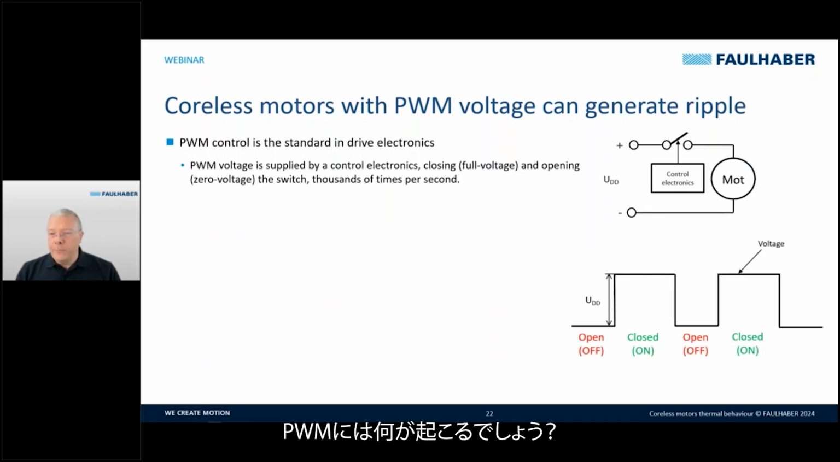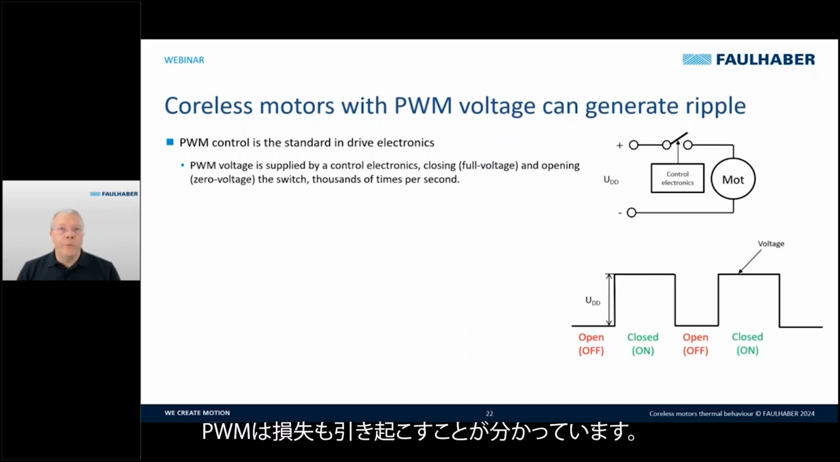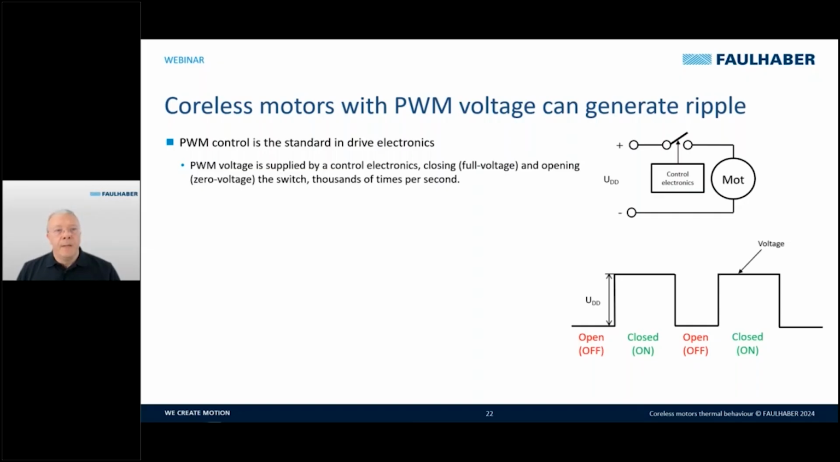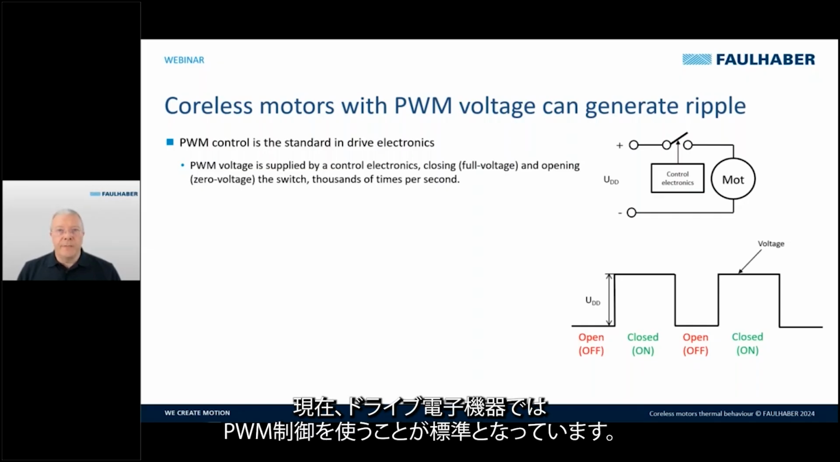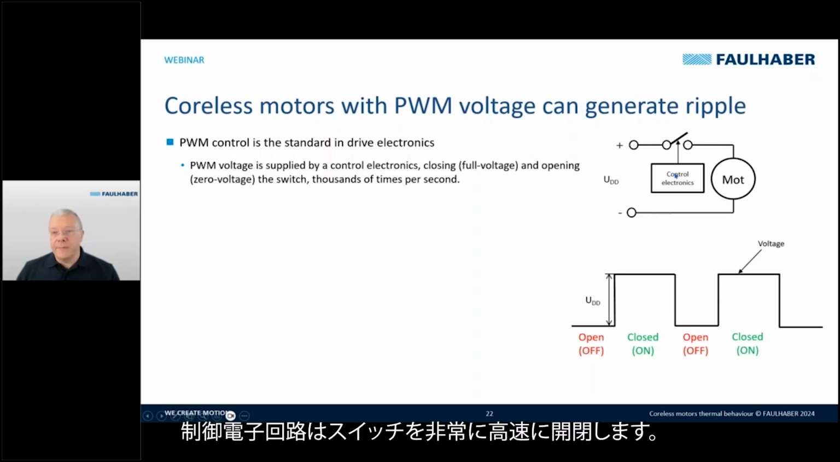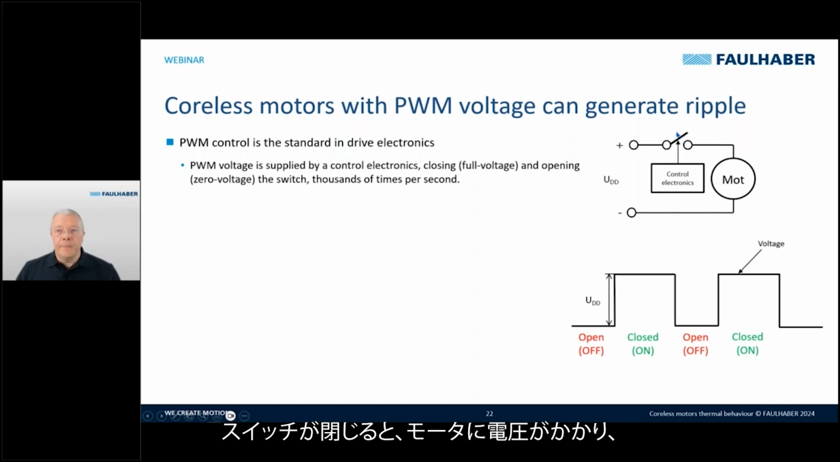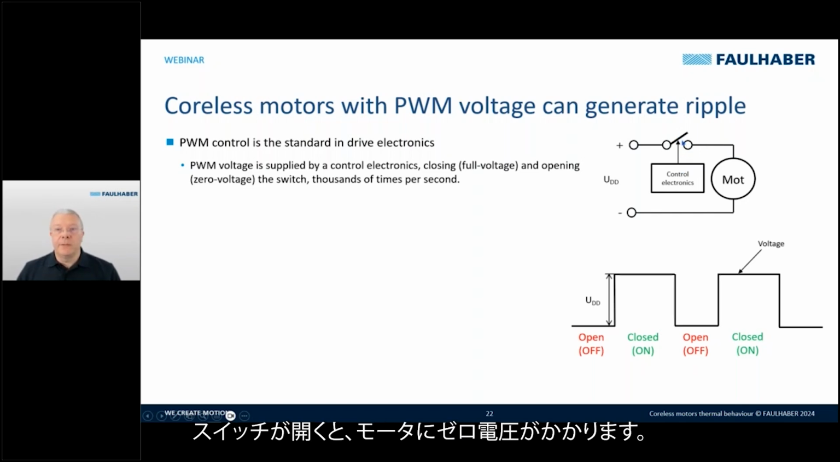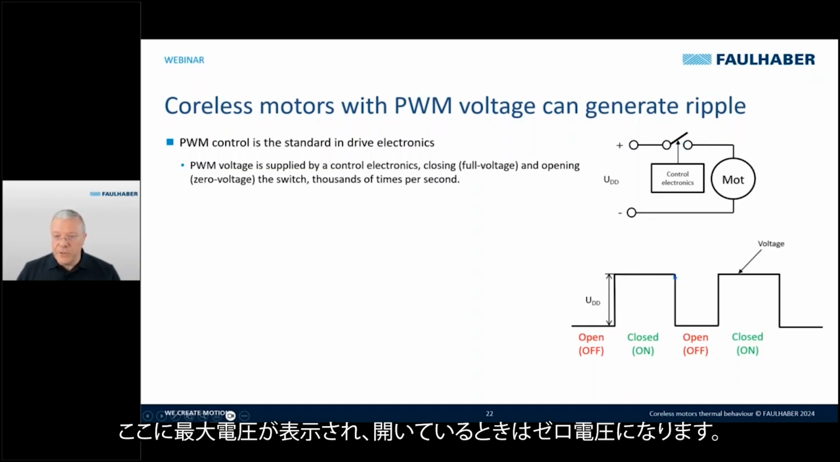What happens with the PWM? We have seen that PWM also causes losses, and now in drive electronics it is standard to use PWM control. This is a supply with a very fast frequency, where the control electronics open and close the switch very fast. When the switch is closed, the motor sees the voltage, and when the switch is open, the motor sees 0. So you can see here the maximum voltage, and when open you see 0 voltage.